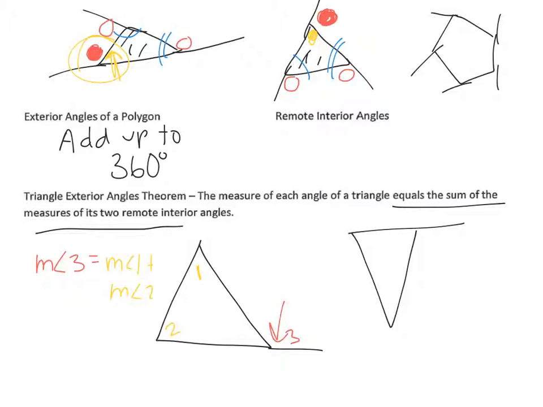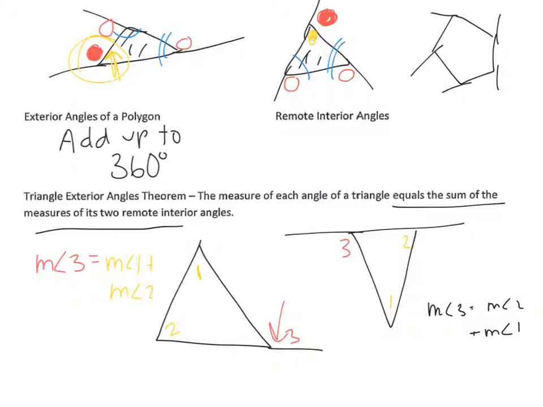If I had an exterior angle over here, let's say I made one over here, this is exterior, we'll call this 3, then 1 and 2 would be right here. So the measure of angle 3 equals the measure of angle 2 plus the measure of angle 1.